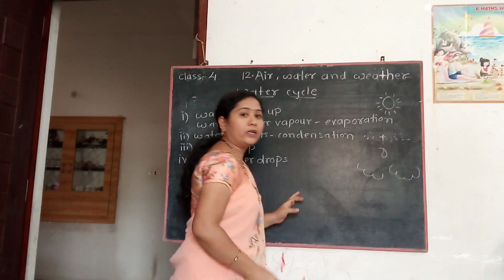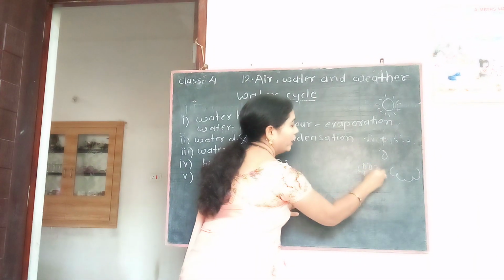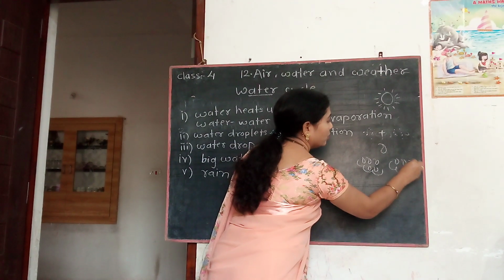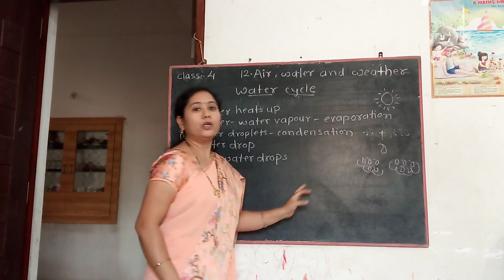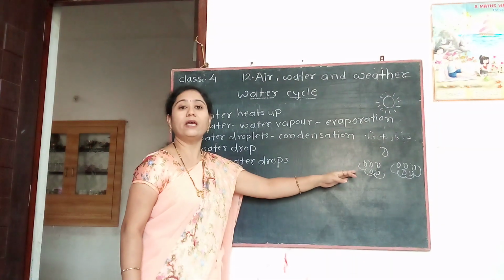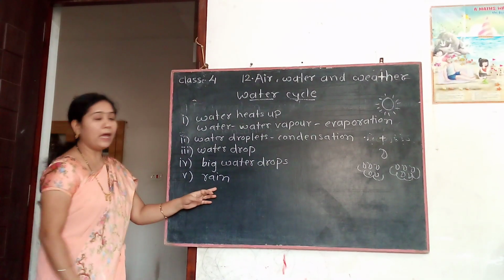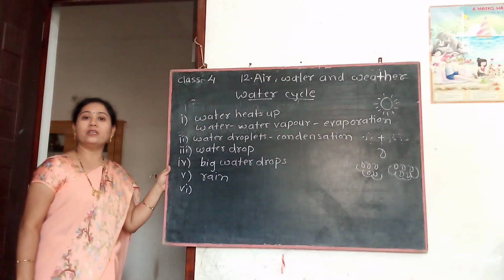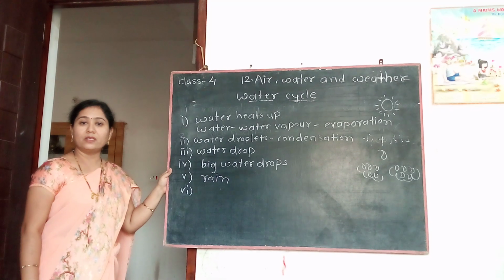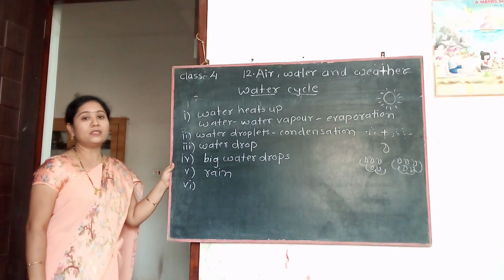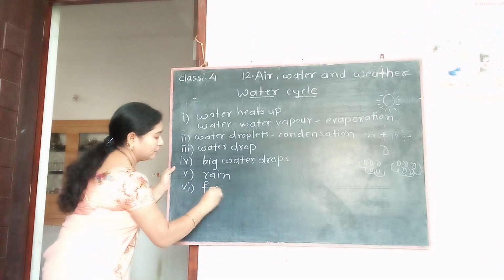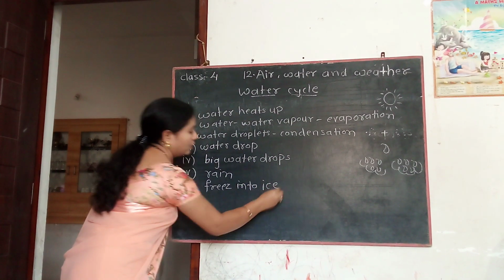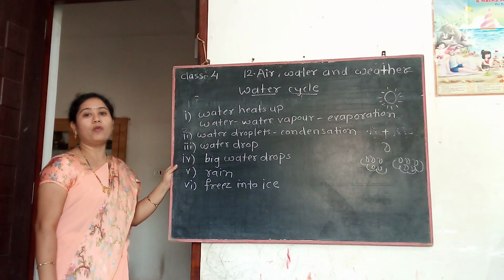These tiny water drops join, collect together and form cloud, and these water drops become too heavy to remain inside the cloud in the air. They fall down as rain. And in the region where there is very cold weather, these water drops freeze into ice and fall down in the form of snow.